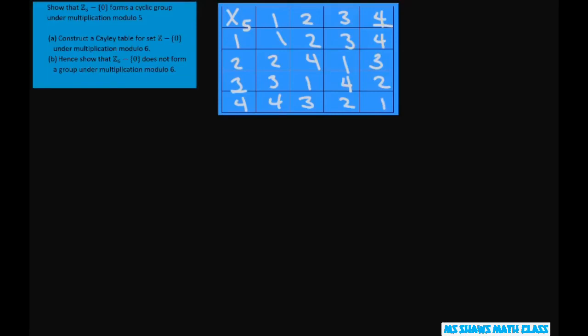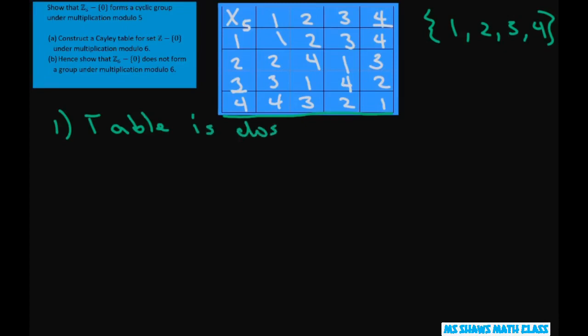And now we have to show that it's a group. To show that it's a group, we know that the table's closed. That means 1, 2, 3, 4 is our set, and no new elements appear. So the table is closed, no new elements appear. All right, 1 is the identity because we're doing multiplication.